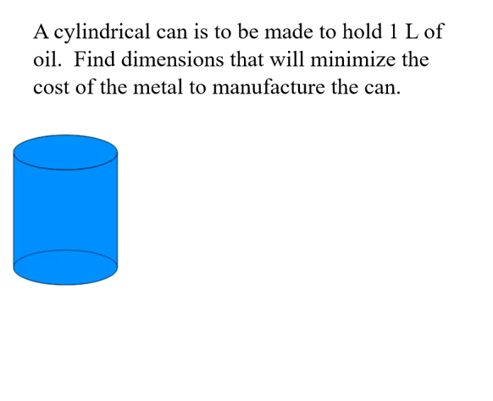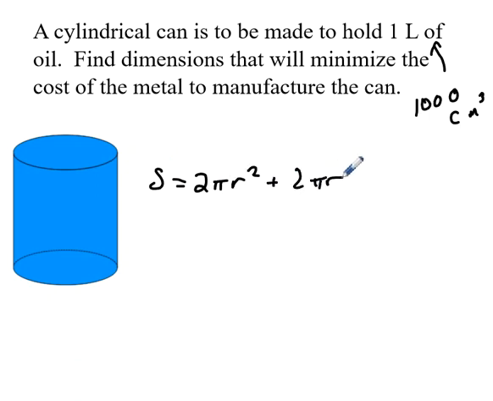So, a cylindrical can is made to hold 1 liter of oil. 1 liter of oil, that's the same as 1,000 cubic centimeters. Find dimensions that will minimize the cost of the metal to manufacture the can. Well, the metal on the can, that's the same as the surface area. So surface area on a can or a cylinder is 2 pi r squared plus 2 pi r h.